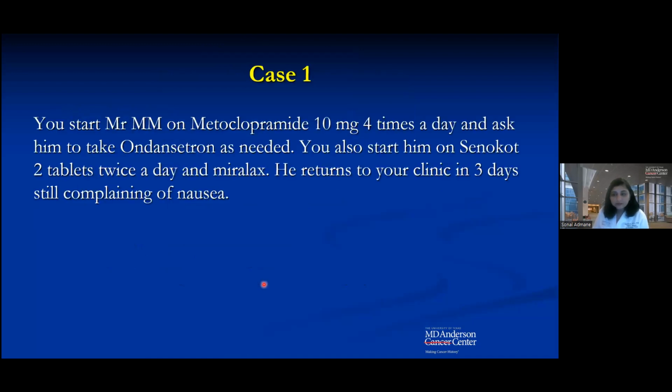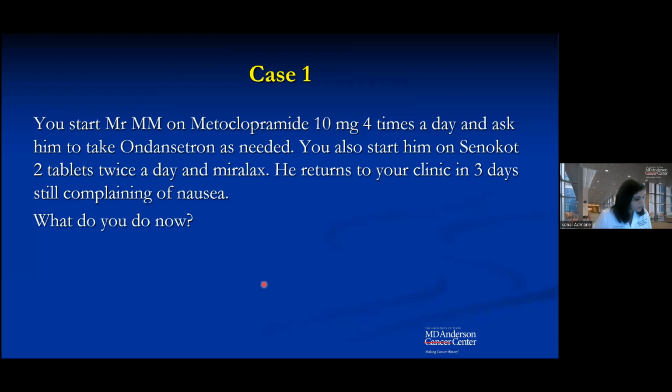So you start Mr. MM on metoclopramide, and then you ask him to take ondansetron as needed, and you also start him on a bowel regimen, but he still returns after a few days complaining of nausea. So what do you do now?